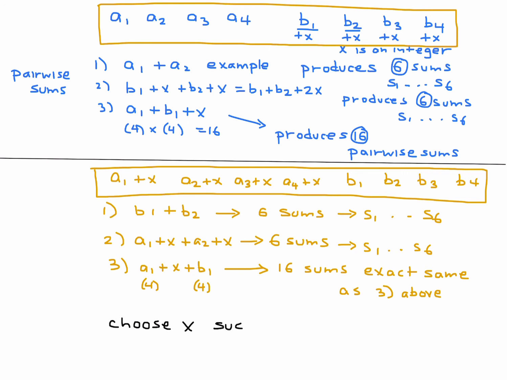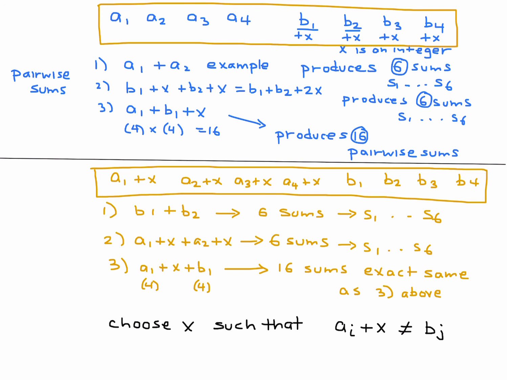Choose an X so that any of those A's, when you add it to X, cannot equal any of the B's, right? Because otherwise it wouldn't be different. If we added an X to an A and it's the same as a B, it wouldn't be a different list. It would be the same list.